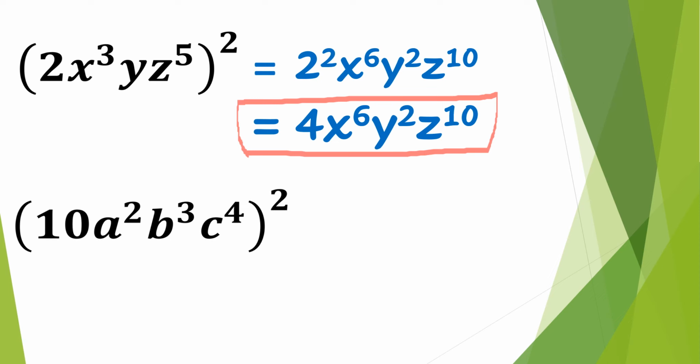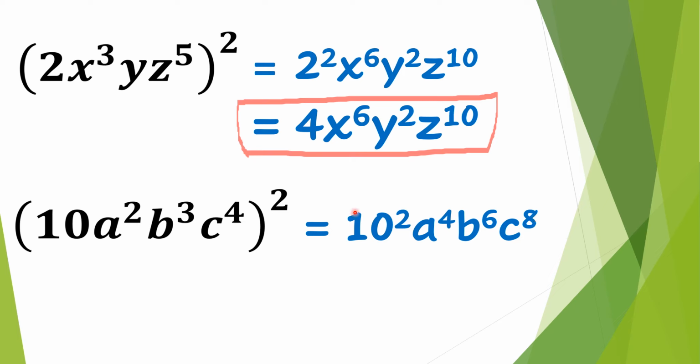Okay, next example given. The quantity 10, a raised to 2, b raised to 3, c raised to 4, raised to 2. Okay, so ano magiging sagot natin? We have copy the base 10, and then magiging exponent niya, 1 times 2 is 2. Then next a, then 2 times 2 is 4. Next is b, then 3 times 2 is 6. And then c, 4 times 2 is 8.